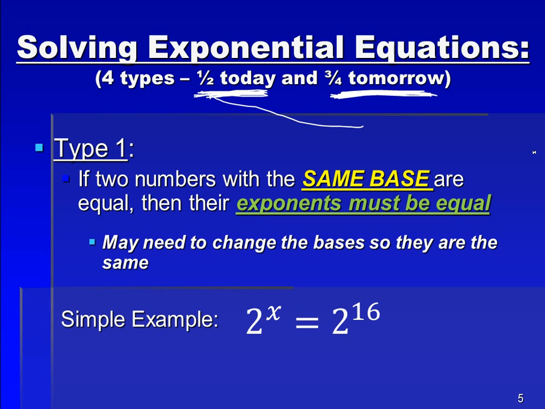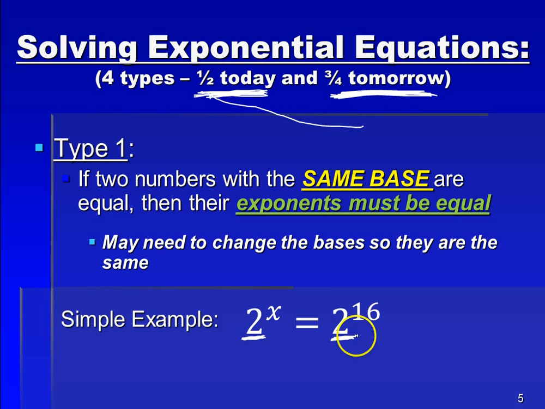It says if 2 numbers with the same base are equal, then their exponents must be equal. If I'm talking about base in the sense of exponents, I've got an exponent. The base is the number that the exponent is attached to. In my simple example down here, my base is 2. So the first key is the base has to be the same. I've got a 2 and a 2. Check mark, they're the same.